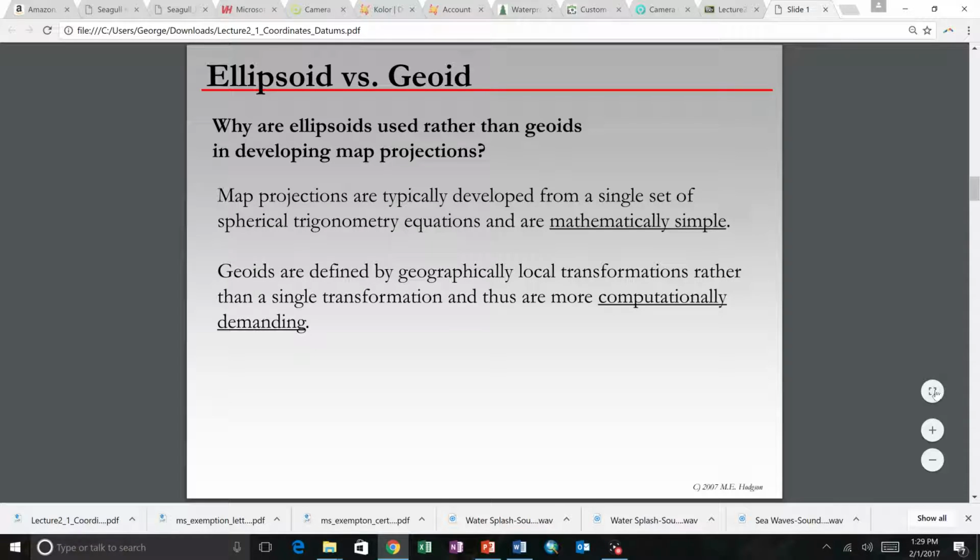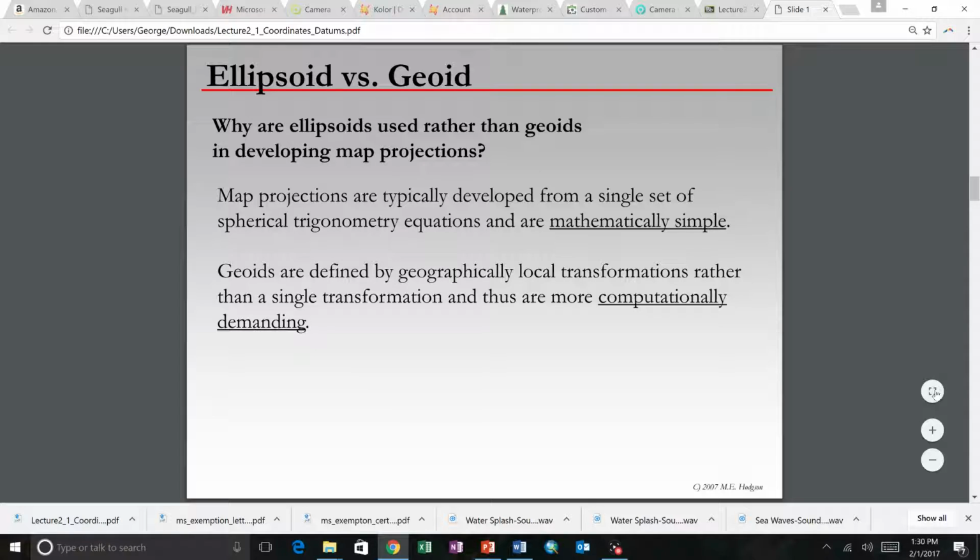Okay, so this is a more fancy way of saying that typically map projections and coordinate systems are developed from a single set of equations. They're mathematically simple. In other words, the spheroid really only has two parameters that define it. So imagine I have a circle. How do you define a sphere? Well, really you only need to know the center and how long the radius is, and you define a sphere, right? Okay. Well, defining an ellipsoid only takes two numbers.